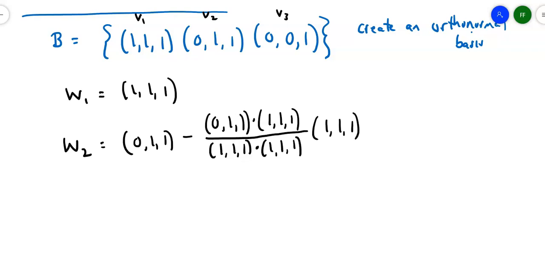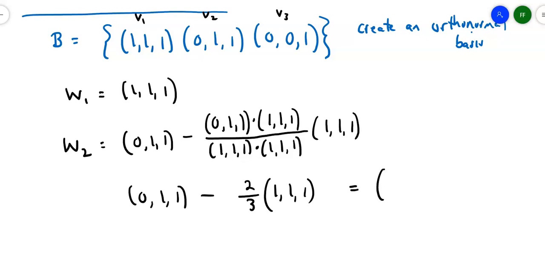All right. On the top, 0 times 1 is 0. 1 times 1 is 1. 1 times 1 is 1. So I get a 2 up on the top. Down the bottom, I get a 1 plus 1 plus 1, which is 3. All right, so 0 minus 2/3 is negative 2/3. 1 minus 2/3 is a third. 1 minus 2/3 is a third. I'm claiming that that vector is W2.